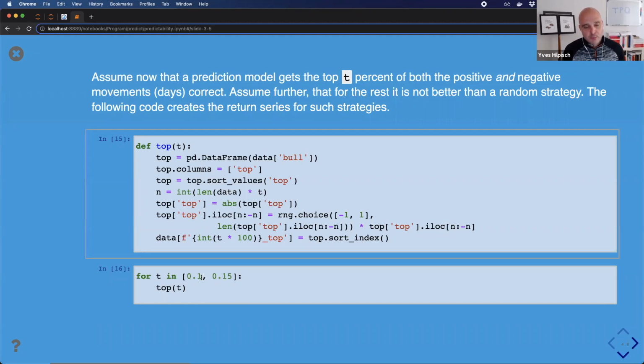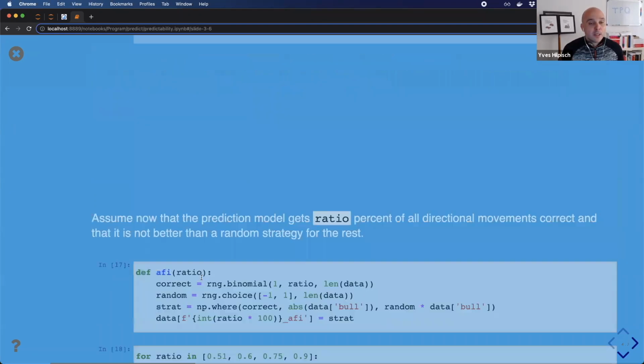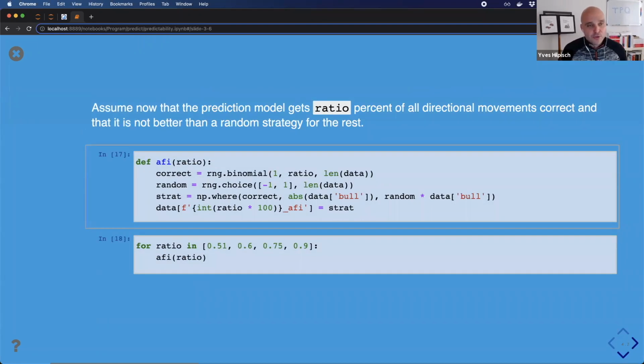This is far-reaching, but again, we are here in a simulation to drive home a particular point. So now we have another point of view where, instead of the top 10 and worst 10 days correct and the rest random, I now say that I get a certain percentage value correct. From the outset, I assume, and you see it down here, that I get 51% correct, 60%, 75%, 90% correct. I don't go higher than 90%. That's already pretty high. I cannot emphasize this enough. And the rest is randomized as before.